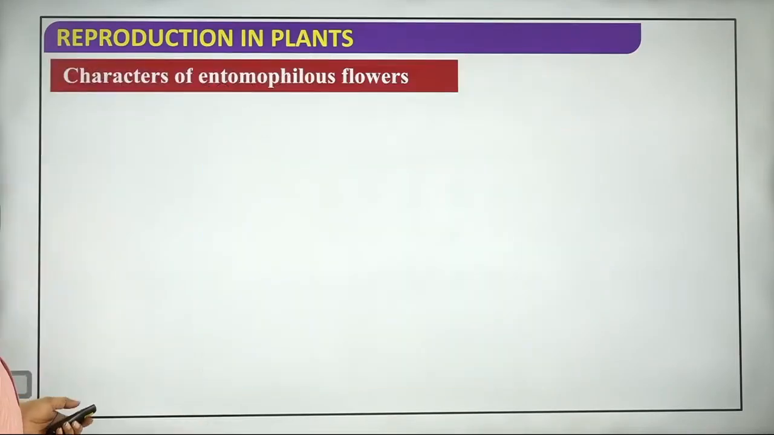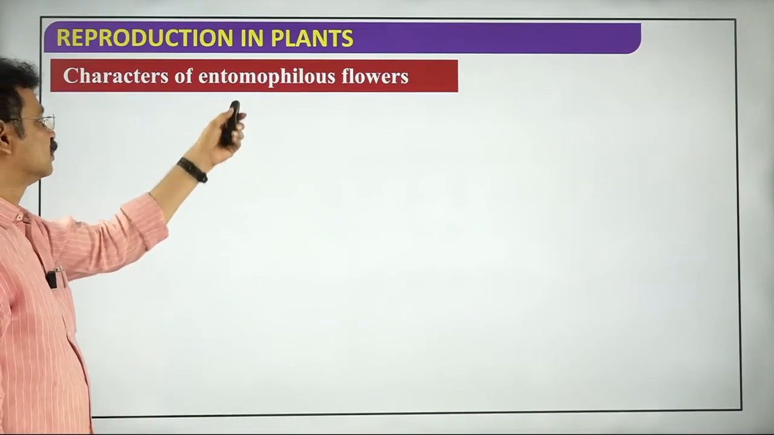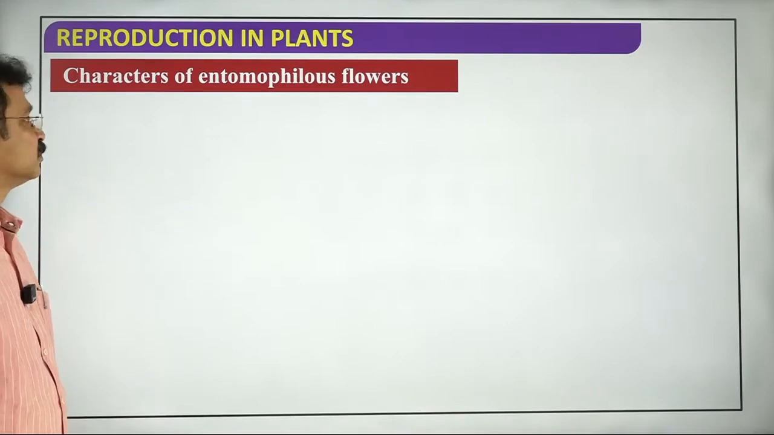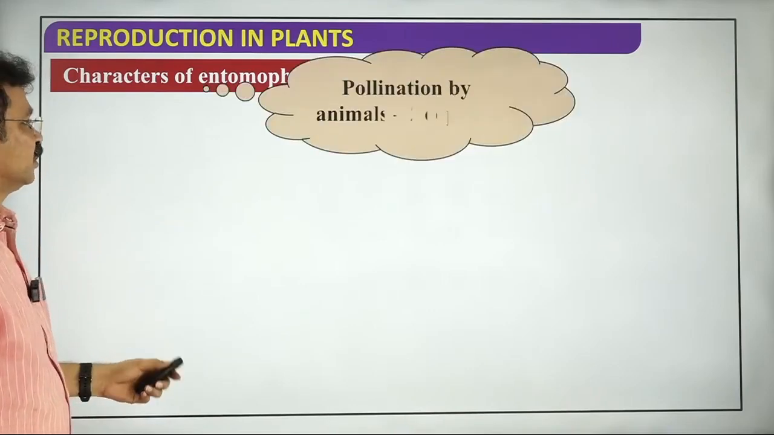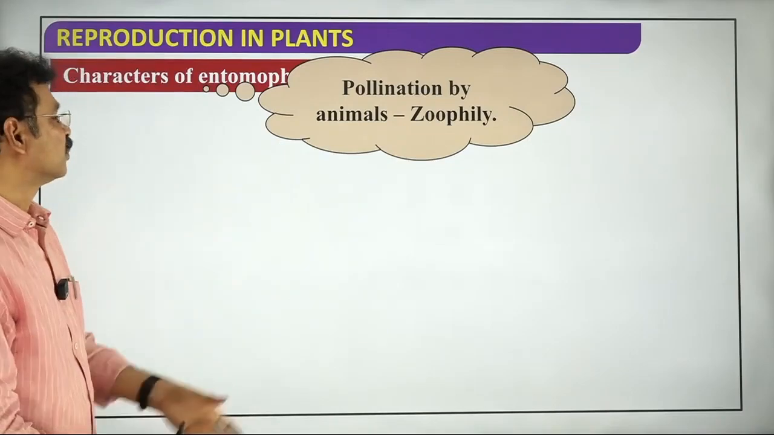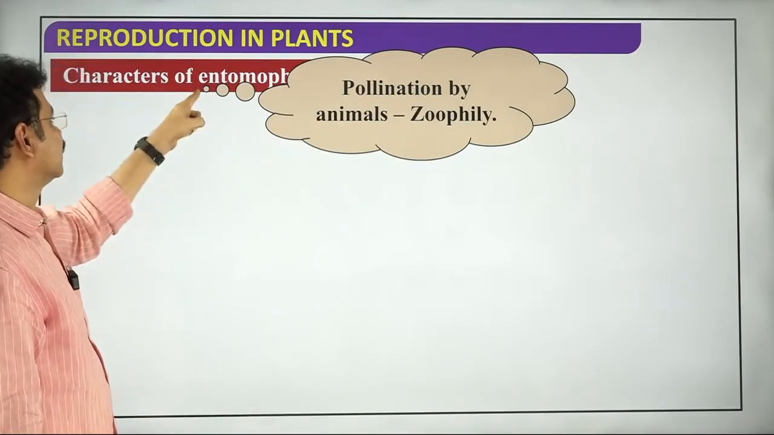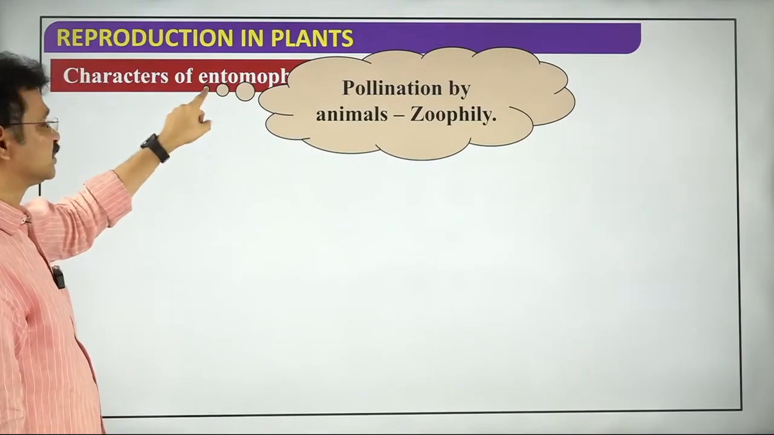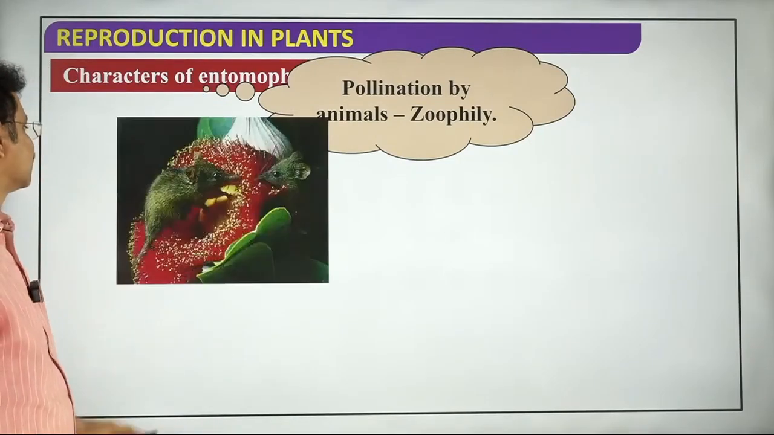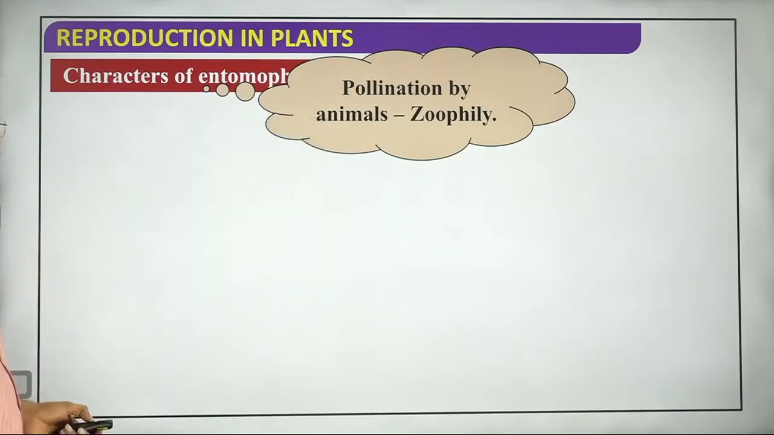Next, salient features of entomophilous flowers. Entomophilous means insect pollinated. Pollination by animals is generally called zoophily. One of the best examples of an animal that acts as a pollen transferring agent is the insect. Pollination by insects is known as entomophily. Animals like rats also act as pollen transferring agents.